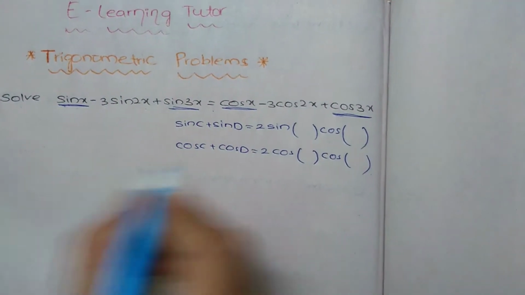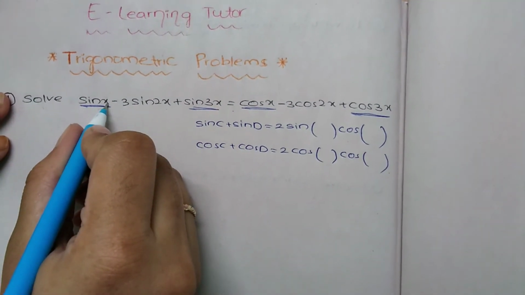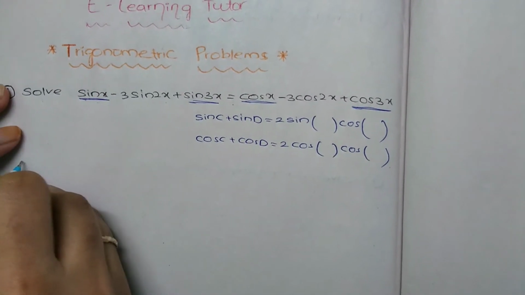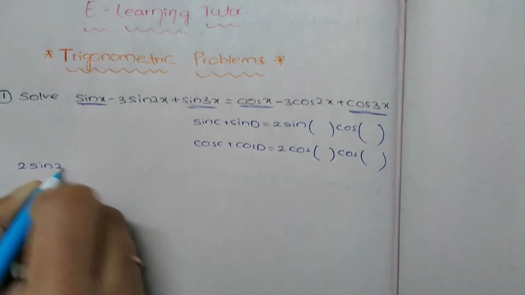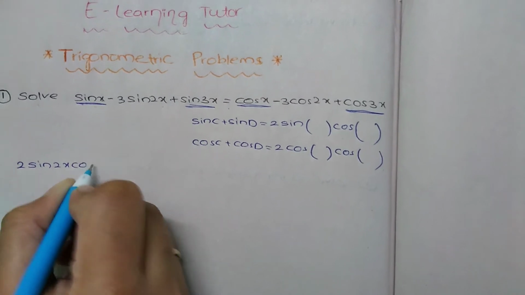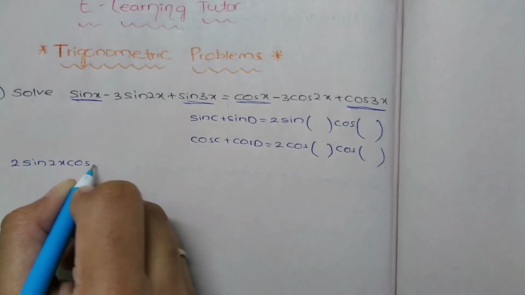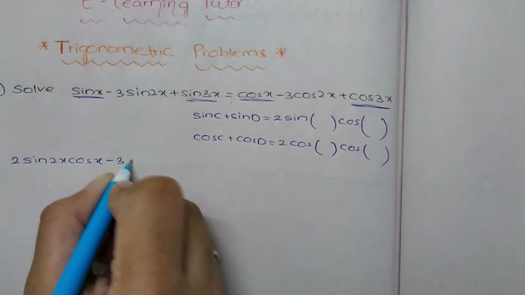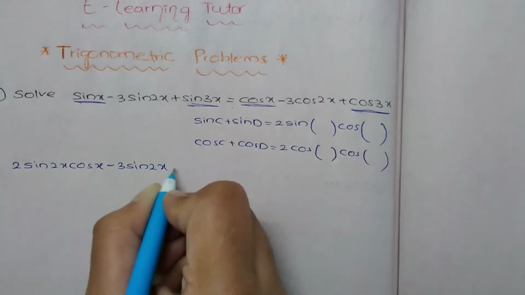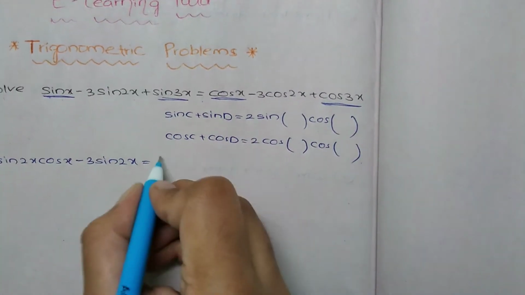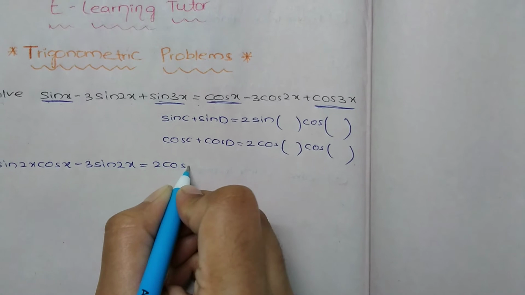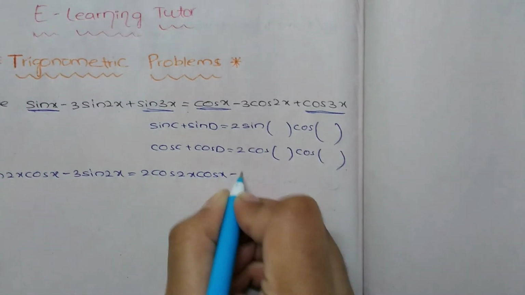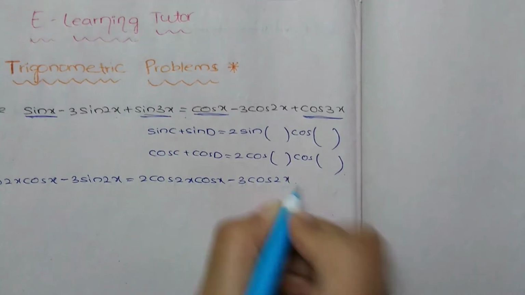Now I'm writing it directly. x plus 3x is 4x, by 2 is 2x. So 2 sin 2x cos x, this as it is, minus 3 sin 2x is equal to this one, 2 cos 2x cos x minus 3 cos 2x.